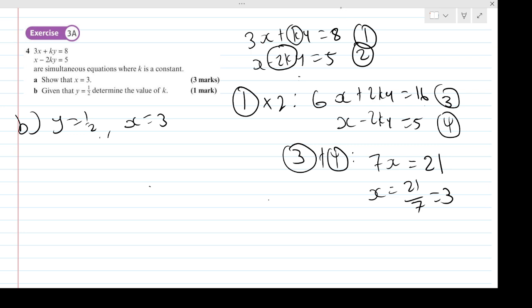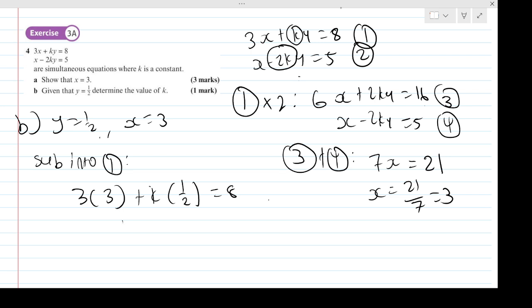So again, we're going to substitute into one of the equations, right? So we know y and x, I can solve for k. So then let's substitute into 1, the first equation, for instance, it doesn't matter which one. So then we're going to have 3x, which is 3 lots of 3, plus ky, that's k lots of a half, is equal to 8.